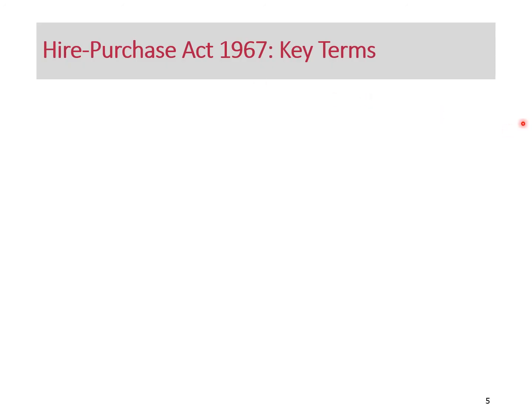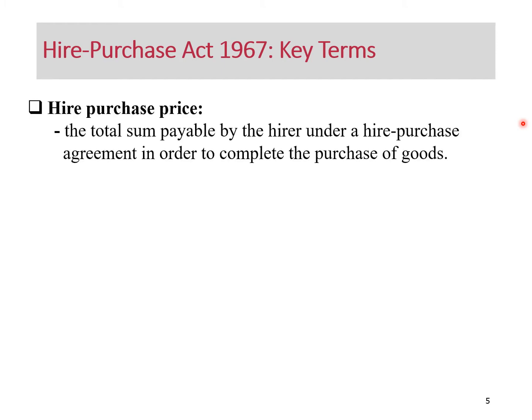There are a few key terms that you have to understand in order to see a clearer picture of hire purchase transactions. The first term is the hire purchase price. So what is hire purchase price? Hire purchase price is the total sum payable by the hirer under a hire purchase agreement.